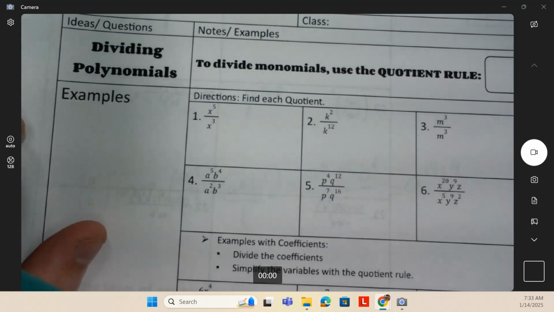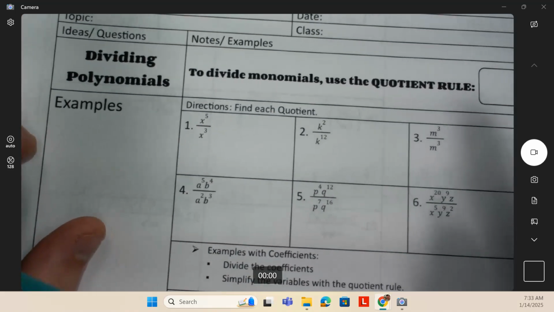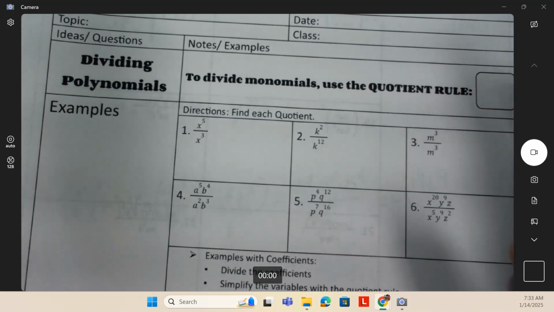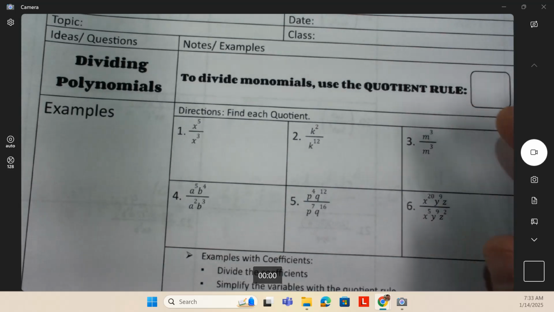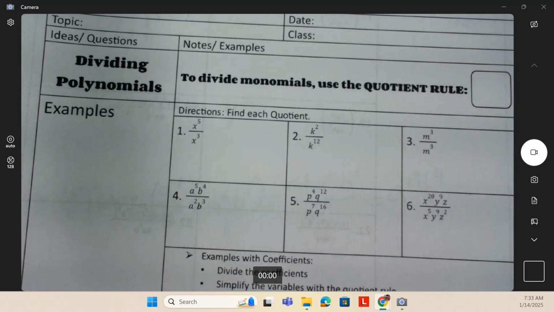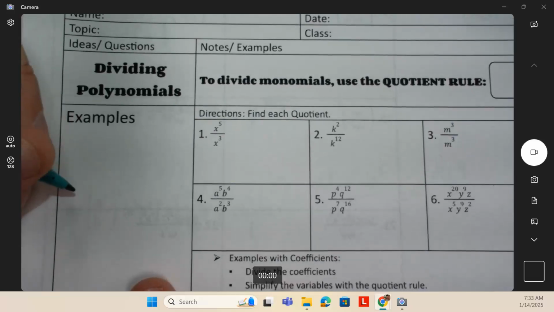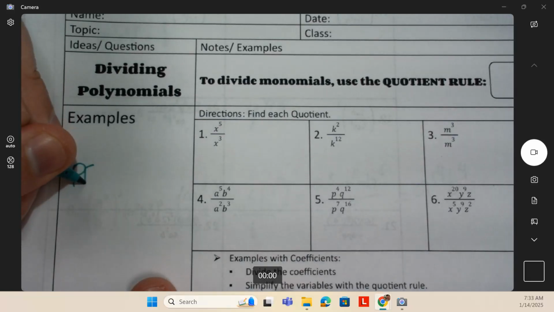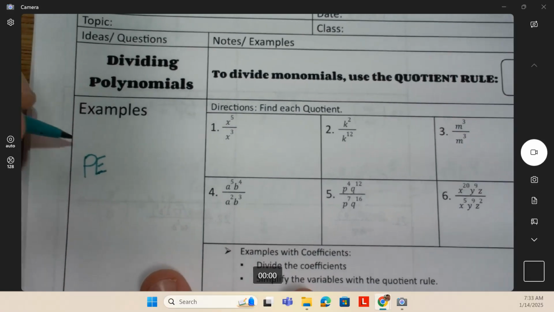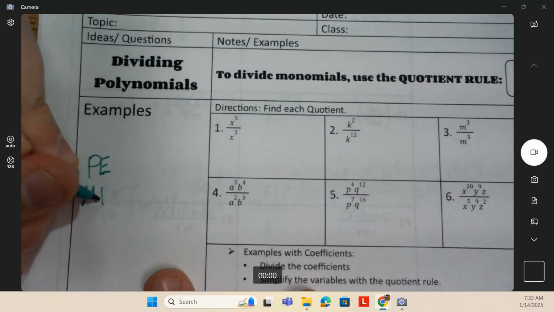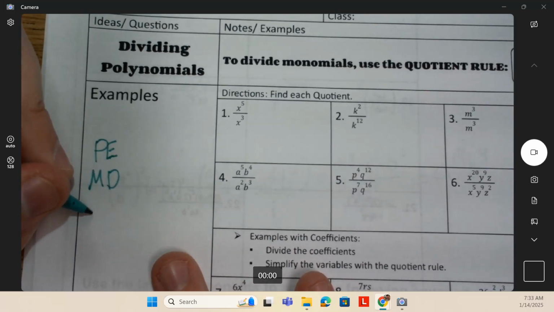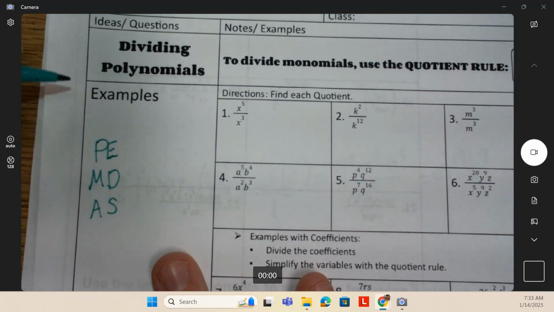Okay, we've talked about multiplying monomials and polynomials. We're going to talk about dividing now. And as we've talked about the order of operations, you have your parentheses and exponents up at the top level, then multiplication and division, and last, addition and subtraction.